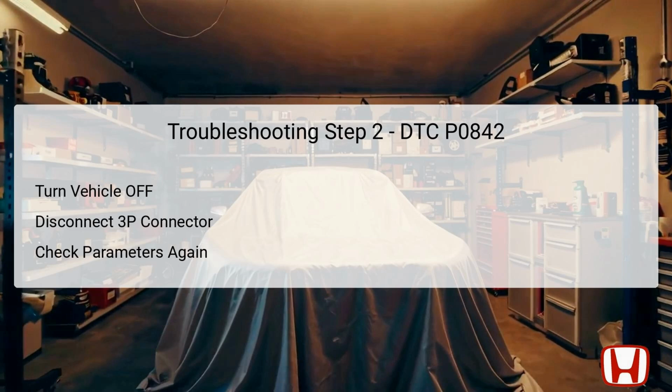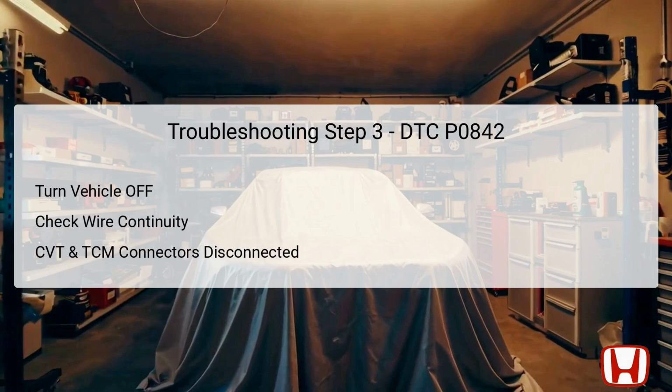Once disconnected, switch the vehicle back to the on mode to check the parameters again using the HDS. The primary focus remains on the voltage reading of the driven pulley pressure sensor. If the voltage still reads below 0.21 volts, it signals that there must be an issue related to the circuit wiring, prompting a move to the next troubleshooting steps.